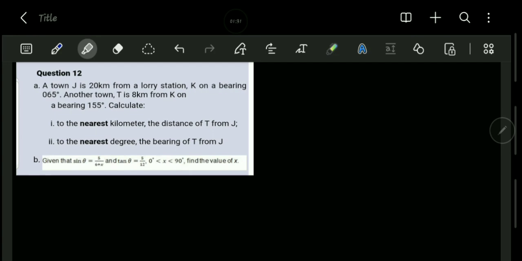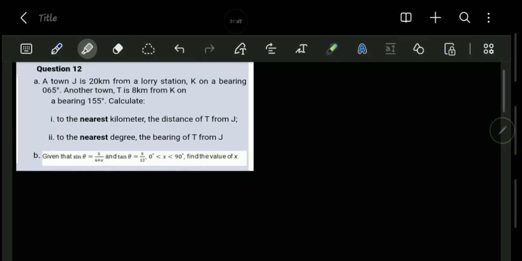So in the question we are told that a town J is 20 kilometers from a lorry station. Now you are seeing the word "from" there, so it means I'm going to start my construction from the lorry station, which is K. Are we clear? So I'm going to have that point K, which is this, the lorry station. So this is point K.